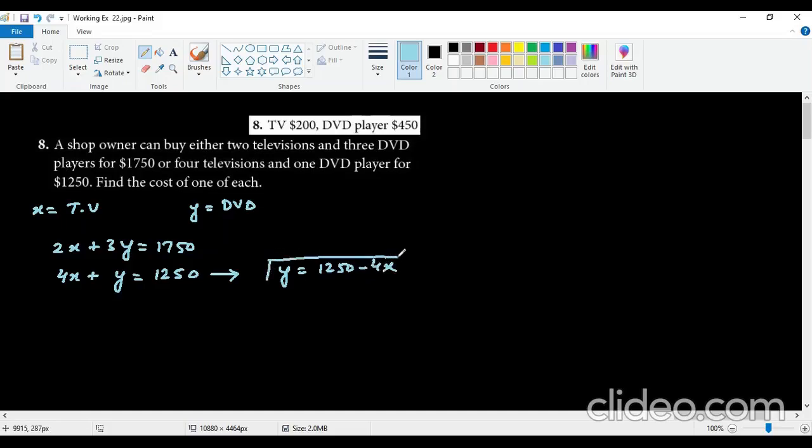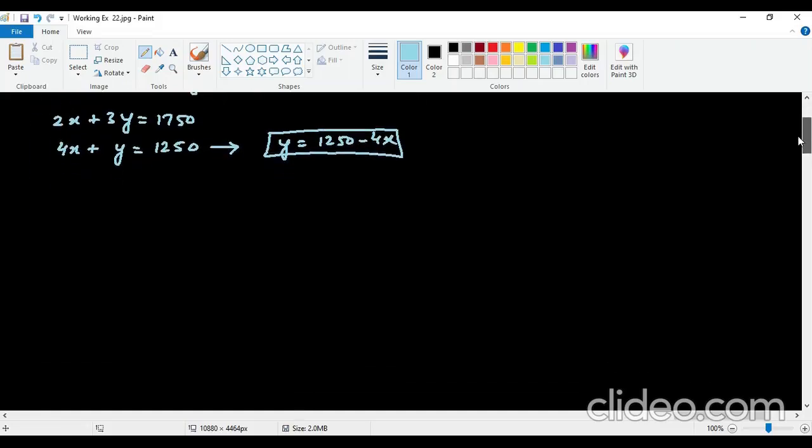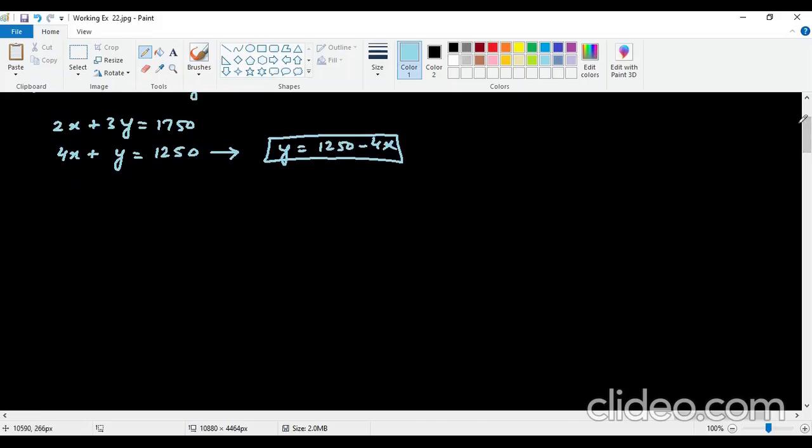Now this equation tells me that y is equal to 1250 minus 4x. Now I will use the substitution method in here. As you can see, frequently we can use any method we feel like, whichever is easier. Now the first equation tells me that 2x plus 3y, instead of y, I will use 1250 minus 4x, equals 1750.